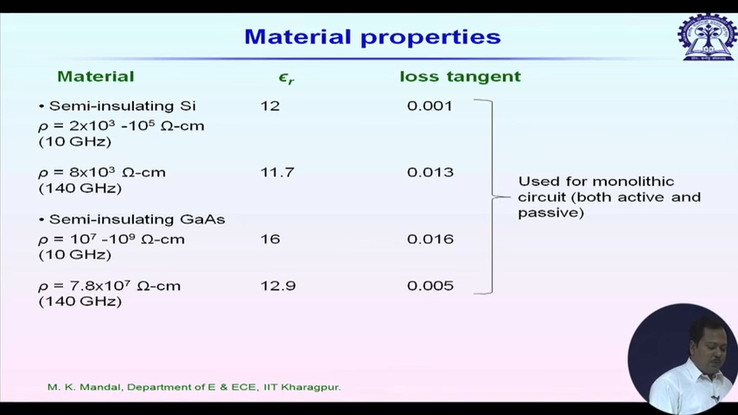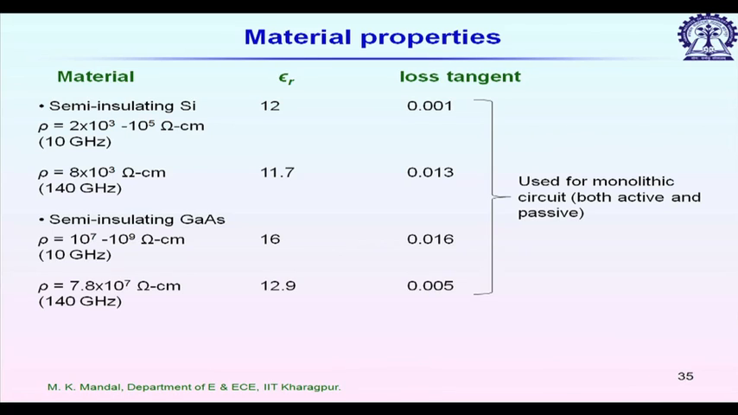So, we can use it for monolithic circuit fabrication, for both active and passive device fabrication. You see the dielectric constant, let us say it is already 12 or more than 12. Now, what about the passive component size, let us say antenna dimension, and antenna length, typically is lambda g by 2. So, if I consider a 60 gigahertz design, the free space wavelength is 5 millimeter.